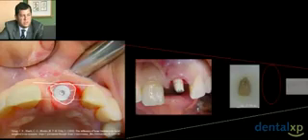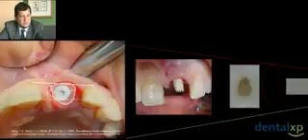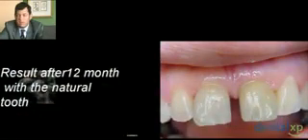Here in the middle picture you can see that in this implant system we have temporary abutments made of plastic. Then we take the natural tooth, hollow it, adjust it on these temporary plastic abutments, and then replace it and glue it with temporary cement. After 12 months with the natural tooth in position, we don't have any signs of recession, and we could maintain the interproximal soft tissue at its level.